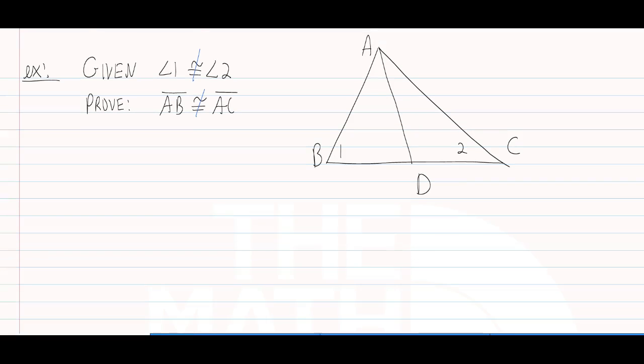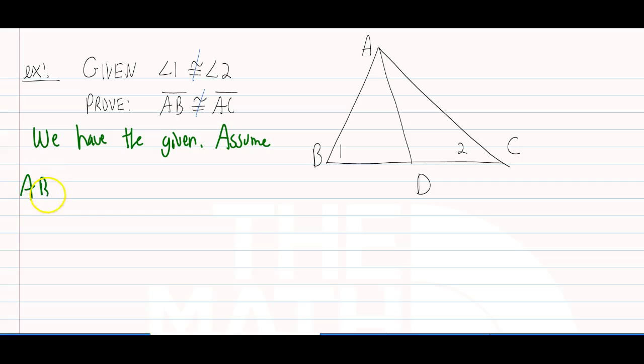First example, we're given this drawing. Given angle 1 is not congruent to angle 2, and we're supposed to prove that AB is not congruent to segment AC. So we're going to start off with claiming the given, and then we're going to assume the opposite of what we want. Let's assume segment AB is congruent to segment AC. So let's say these segments are congruent to each other. That's what we're running with right here.